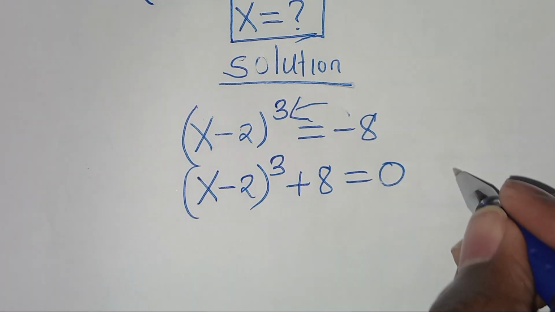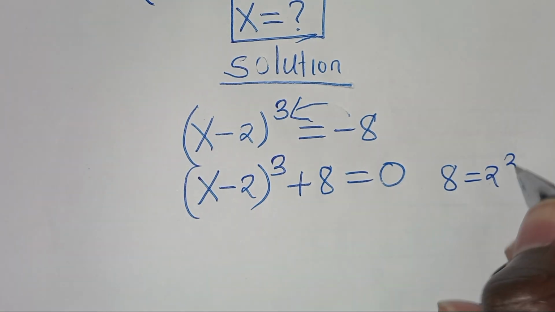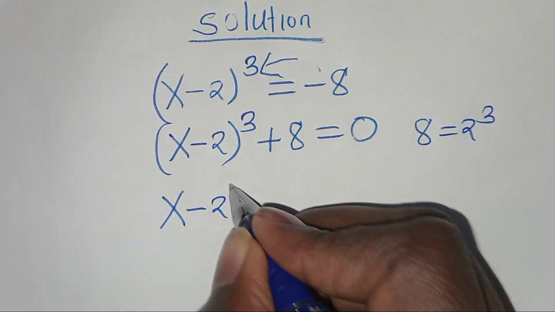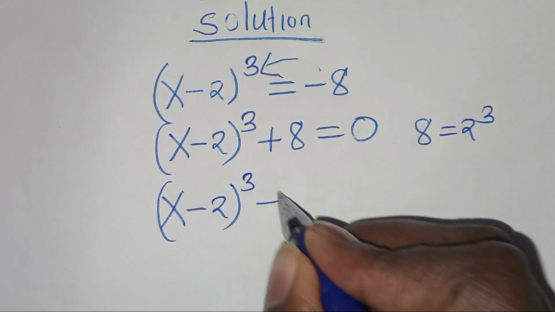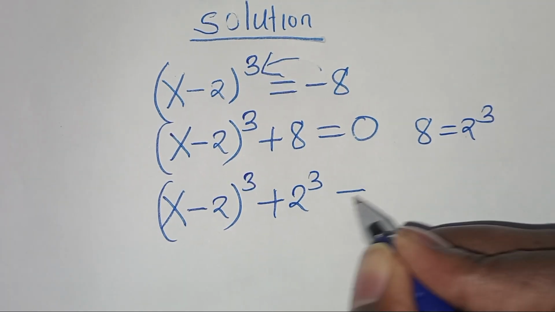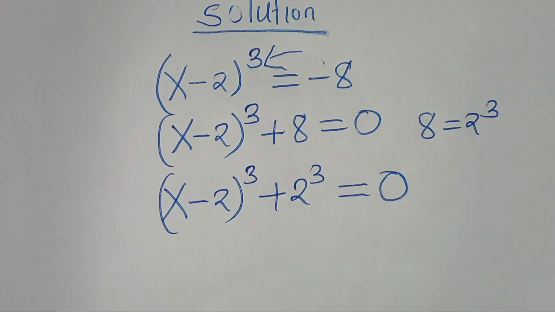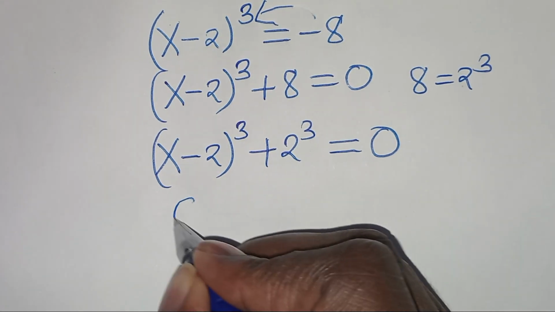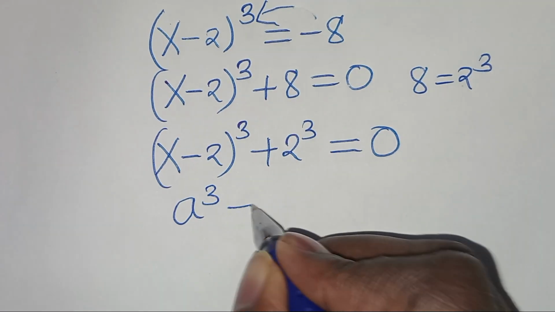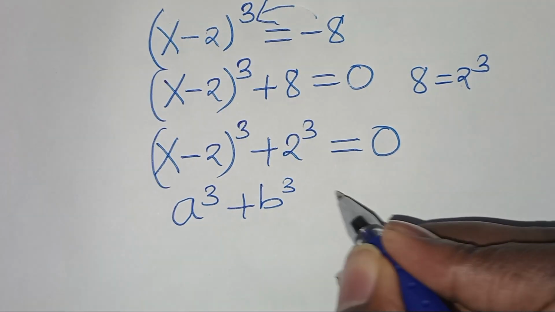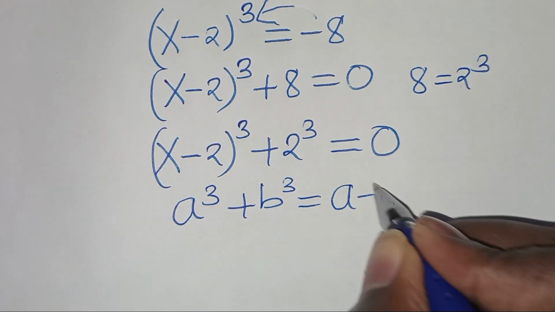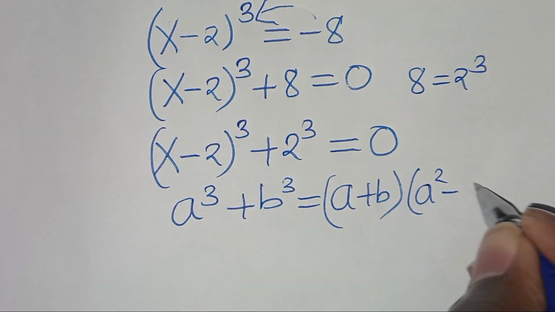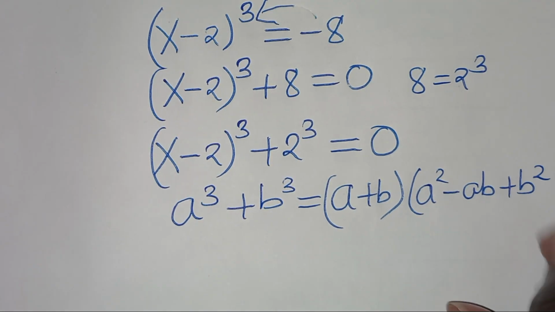Now from here we can express 8 as 2 to the power of 3. This implies that we have (x - 2)^3 + 2^3 = 0. Now you find that this equation is actually the sum of two cubes, expressed as a^3 + b^3, which is equal to (a + b), and then here we have (a^2 - ab + b^2).